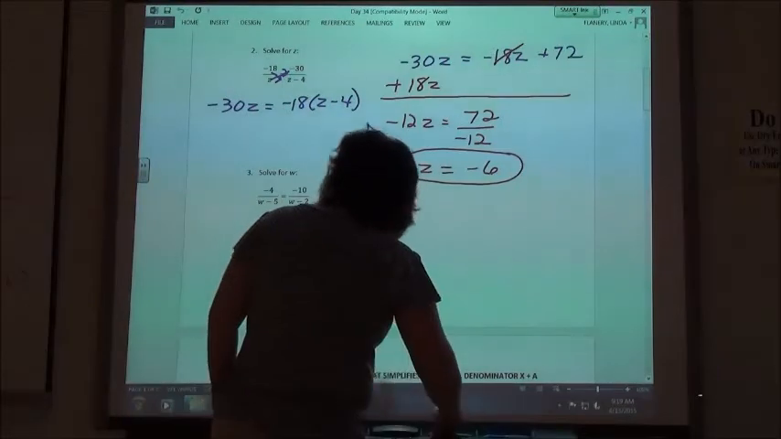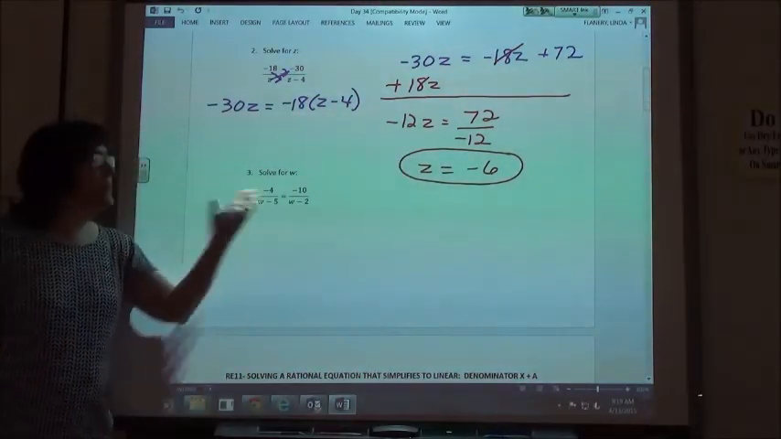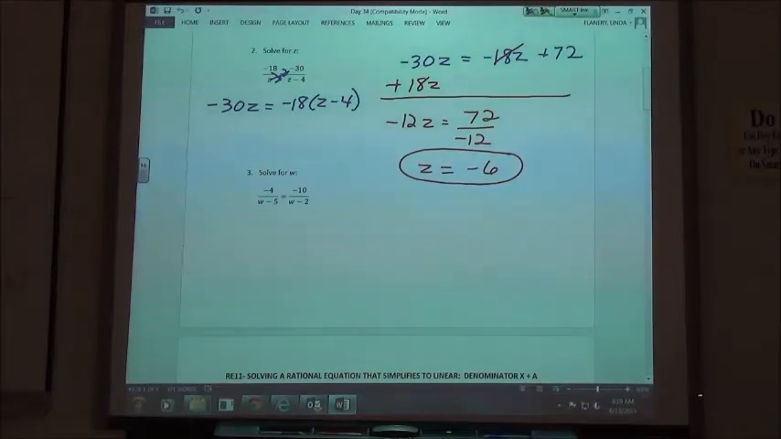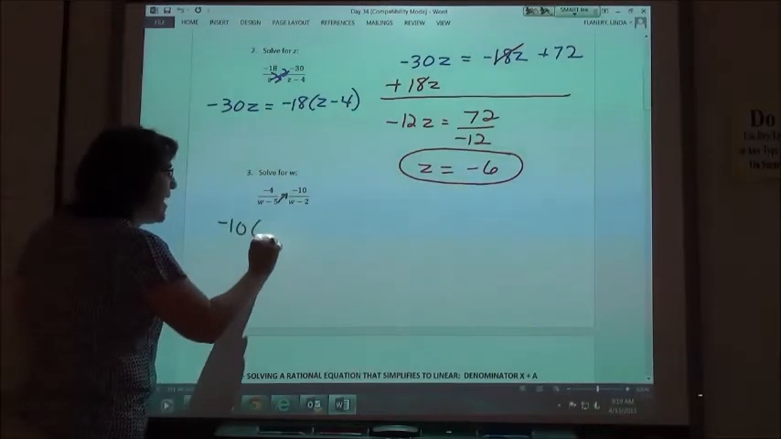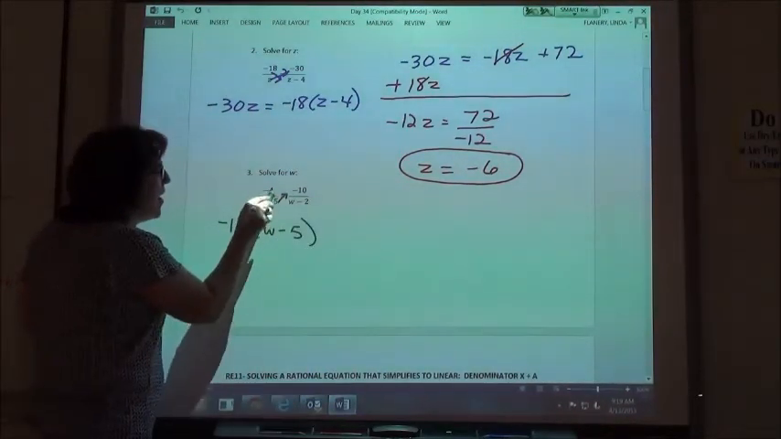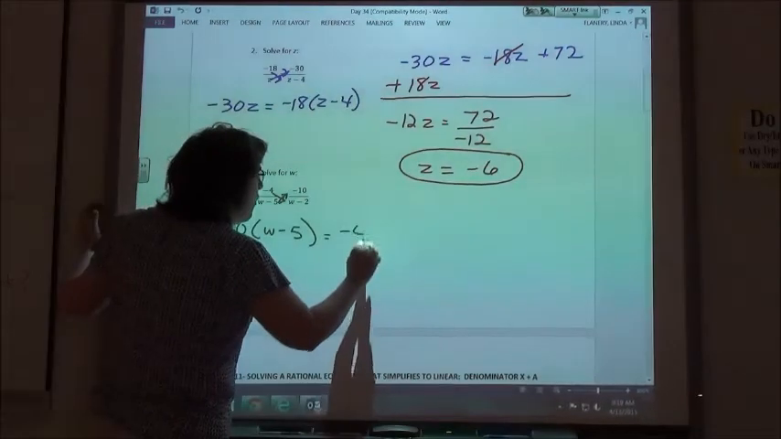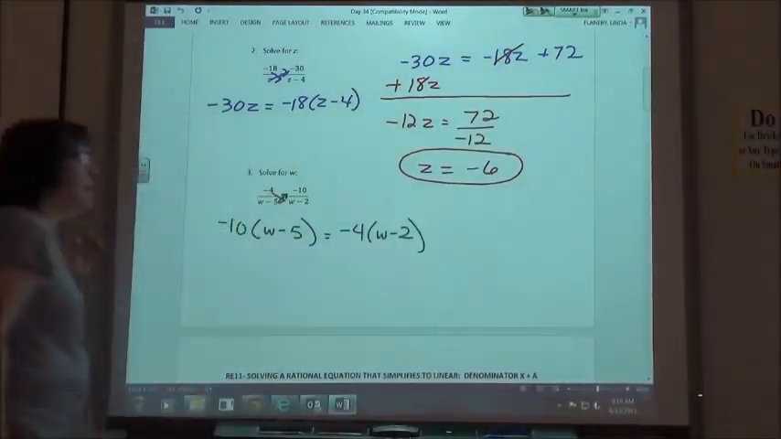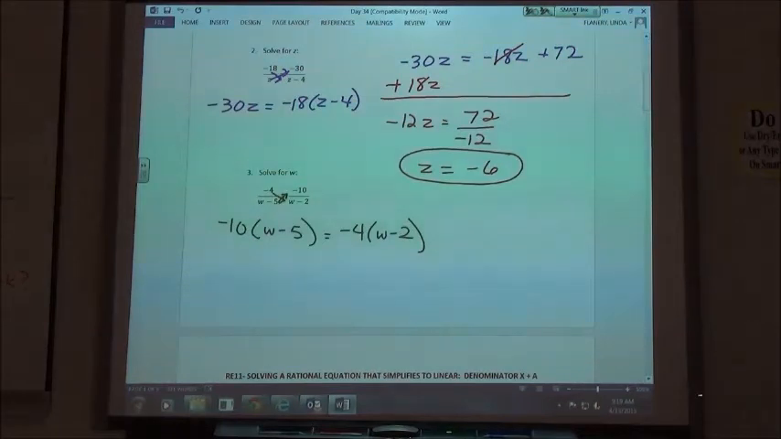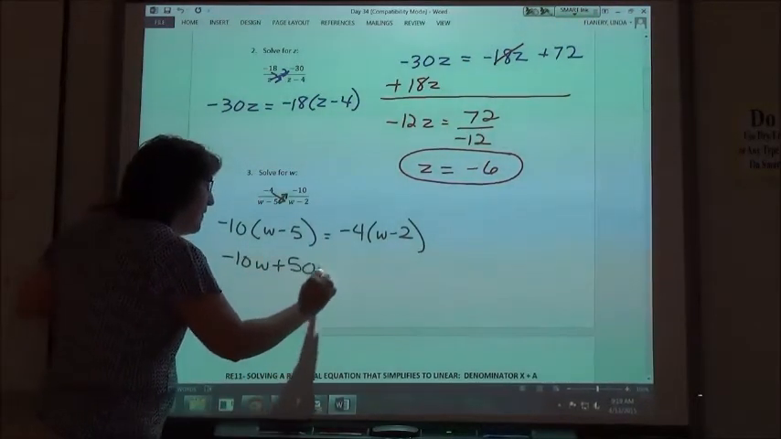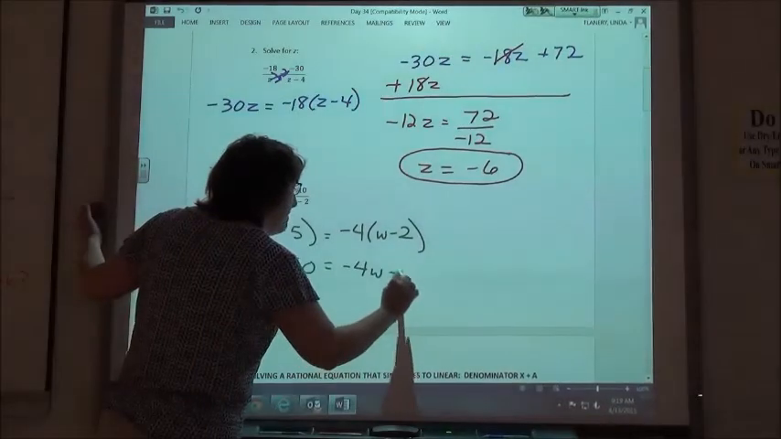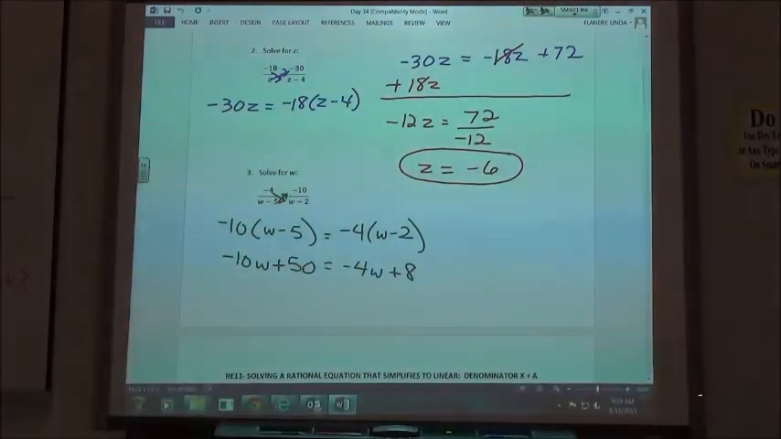Now in the third one, that one's just a little bit different because now we have binomials on both of my denominators. So again, we're just going to cross multiply. So I'm going to start here and I'm going to say, oh, I've got negative 10 times my w minus 5. My other pair, I'm going to have negative 4 times my w minus 2. And so I'm going to have the distributive property that I have to do on both sides. So if I multiply that out, I would get negative 10w plus 50 equals negative 4w plus 8.